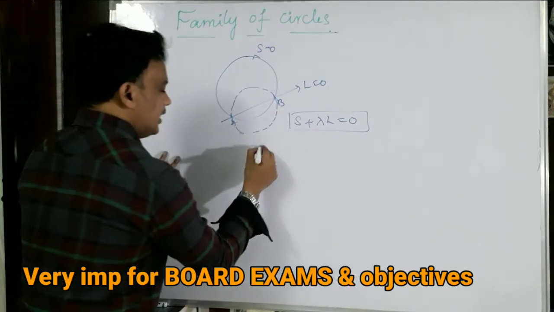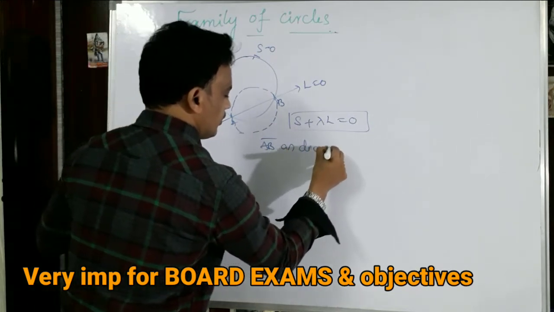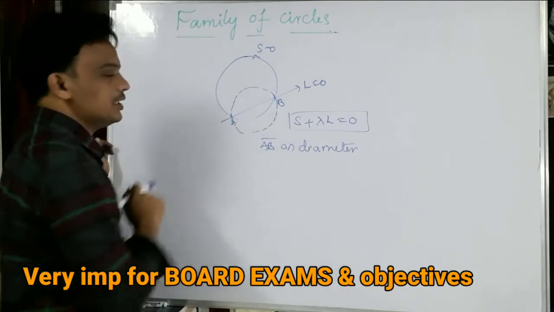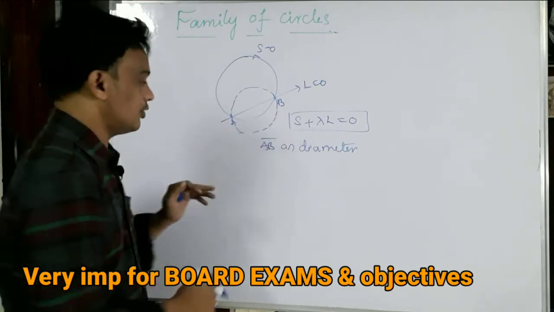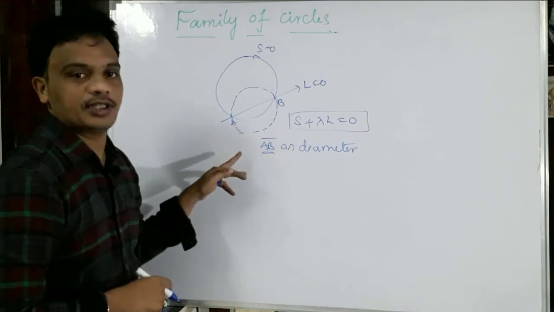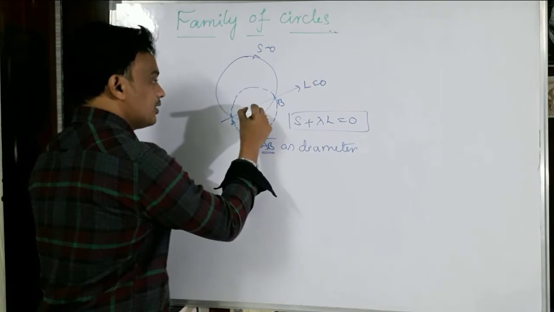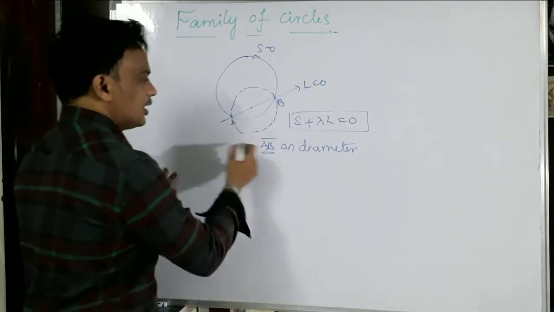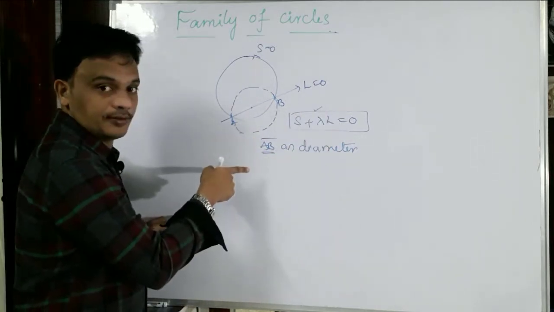Yes, where AB is the diameter. What is the family of circles which pass through the point of intersection of S = 0 and L = 0, where AB is the diameter? In that case, how can you take this? That means the center of the required circle lies on this line. Then you can get the lambda value, and after substituting in this, you get that model.